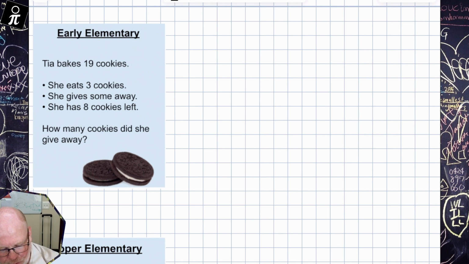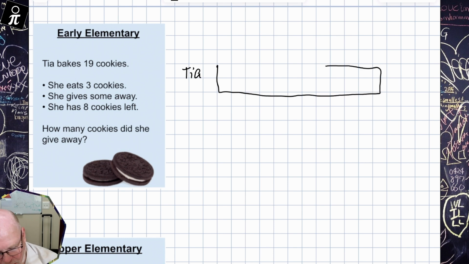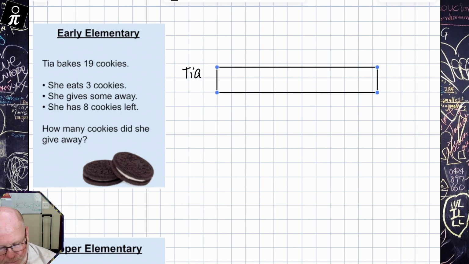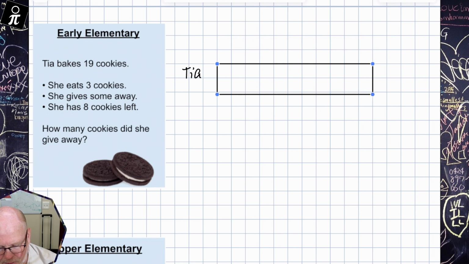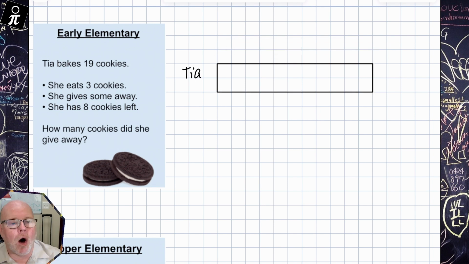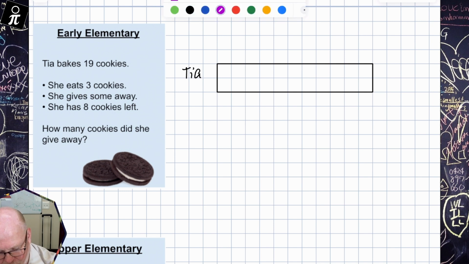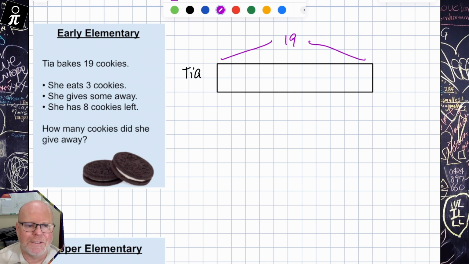So what we're going to do is we're going to say, all right, our subject is Tia. And we're going to draw a rectangle to represent that tape diagram. And that tape diagram is representing, it doesn't really matter if it lines up or not, all of her cookies. So I'm going to say, all right, that tape diagram represents her 19 cookies. And she eats 3 cookies. So what does that look like?